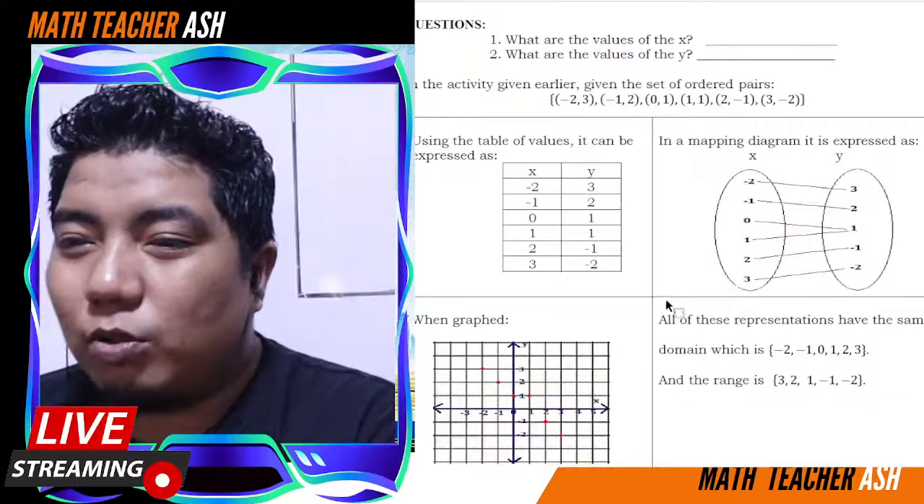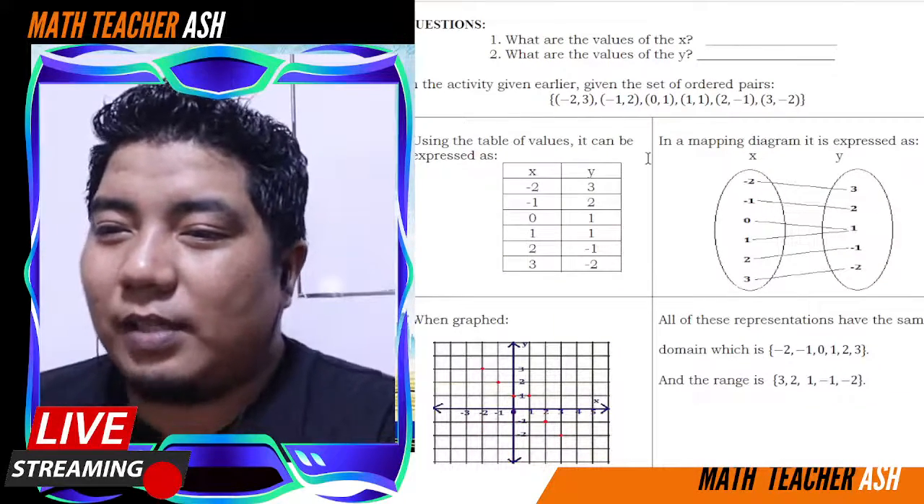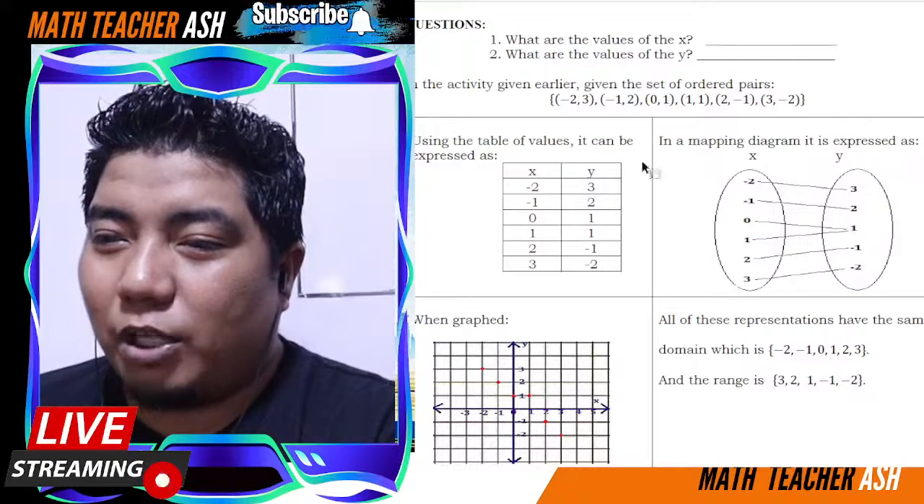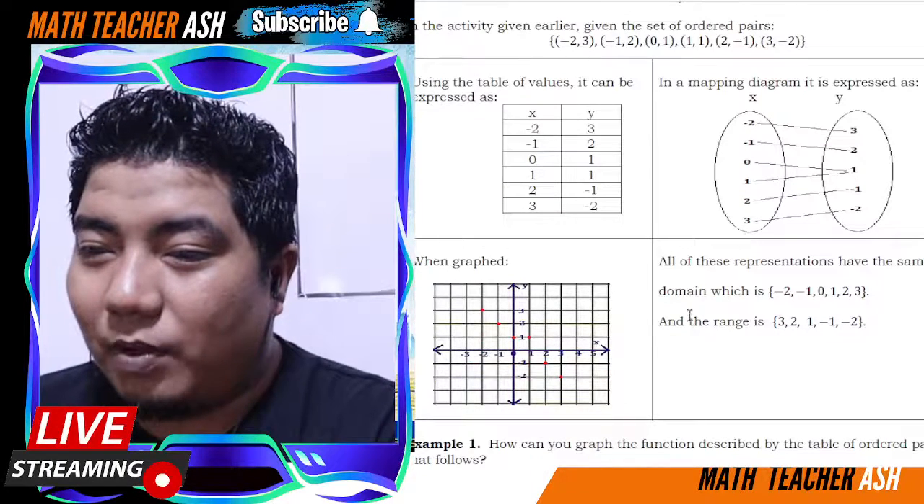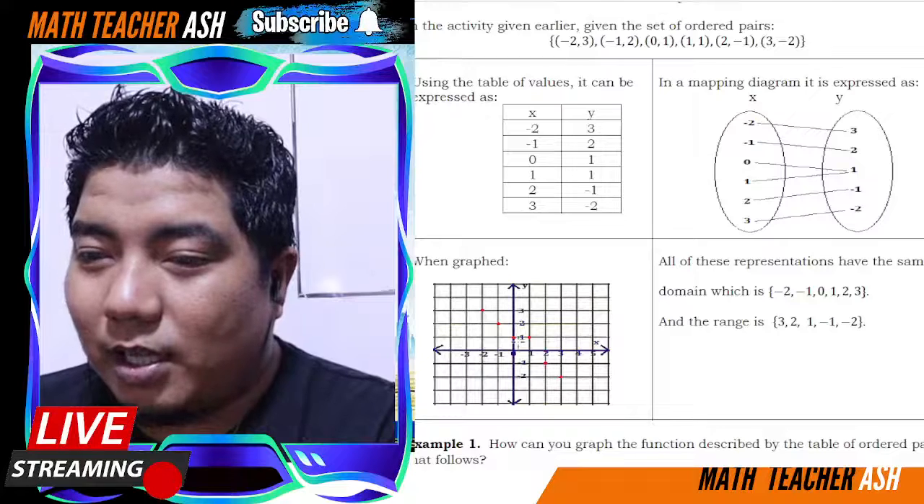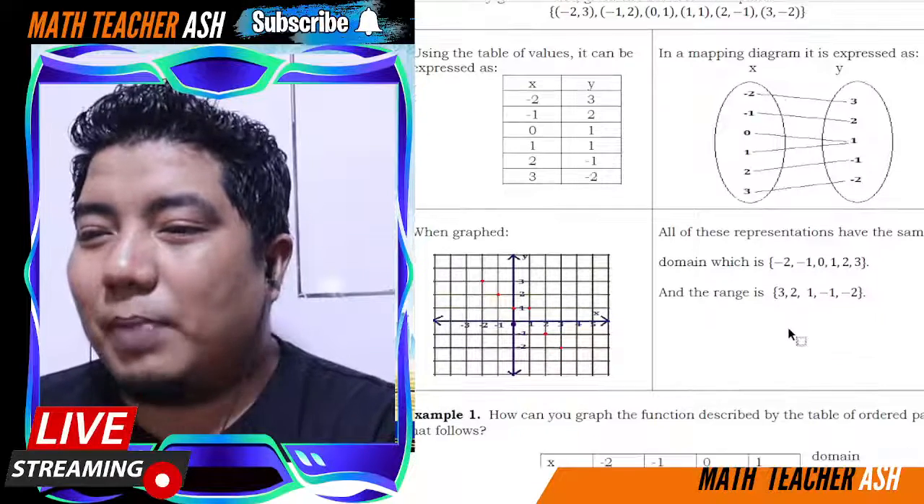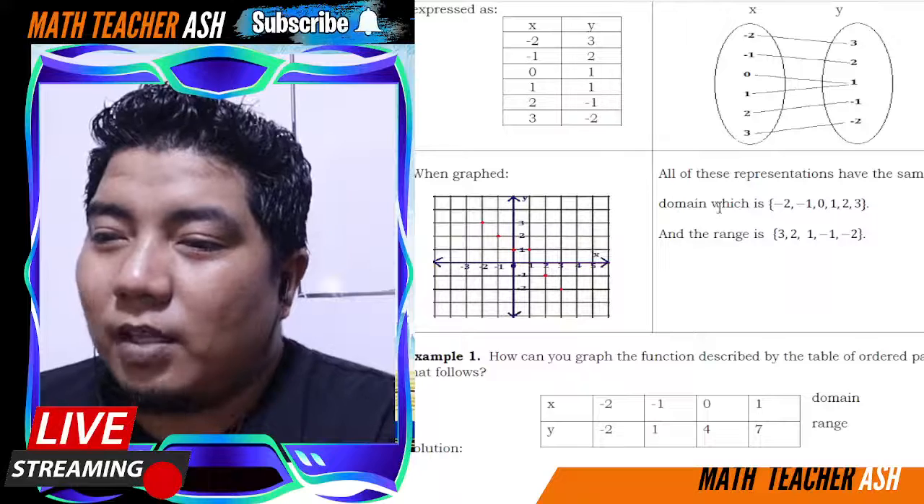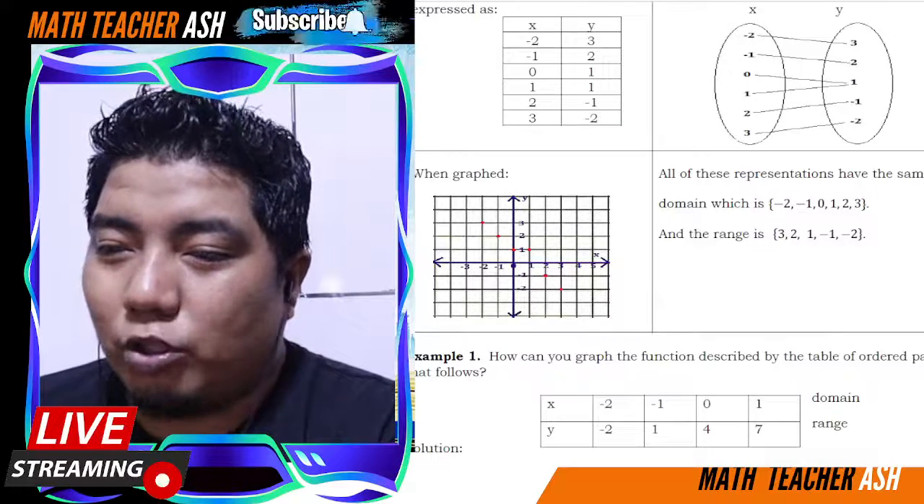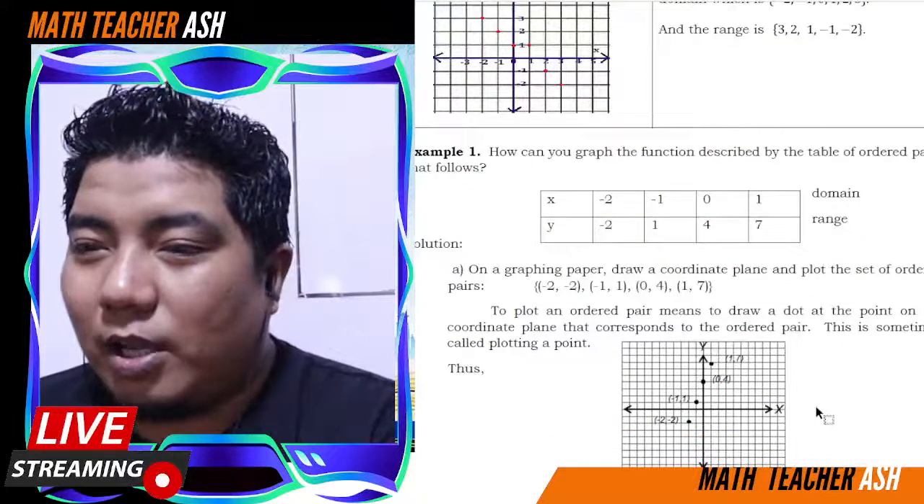Now, let us go to the second. In the activity given earlier, given the set of ordered pairs, so ito na yung mga sagot nila. Okay. So, as you can see, dot, dot, dot, yan, dot there. Okay. O yan, pinakita na sa inyo. So, the domain, yun yung mga x, the range, yun yung mga y. Okay. So, I hope nakuha nyo yan.